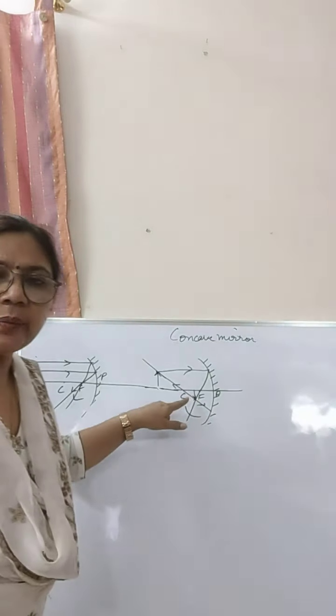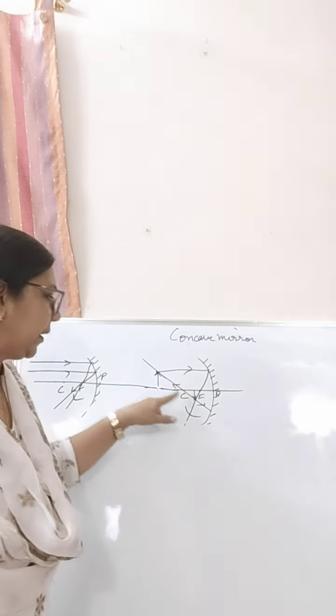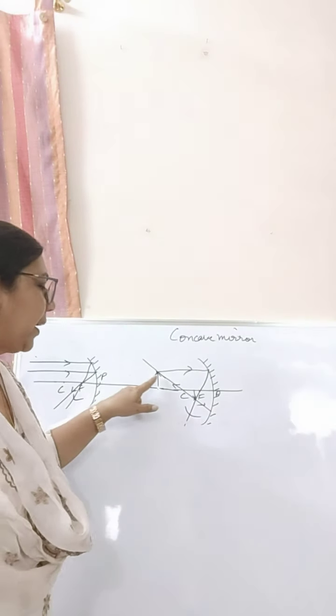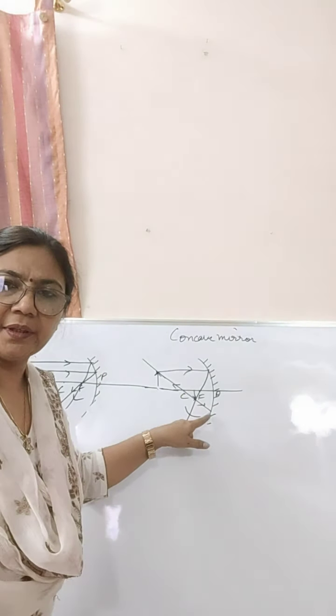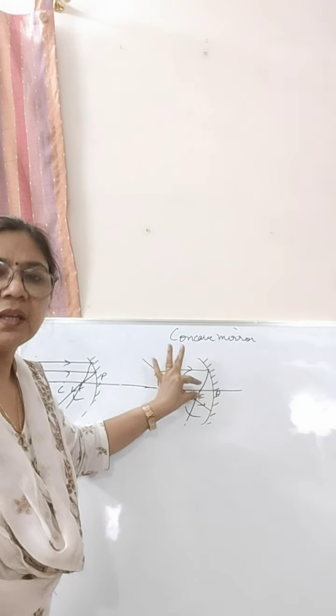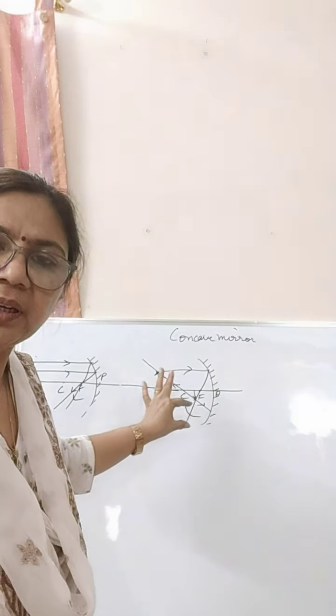And rays are actually meeting, so the image is real, inverted, and between C and F, that is center of curvature and focus. It will be real and inverted, and it will be diminished also. The size of the image is smaller than the size of the object.